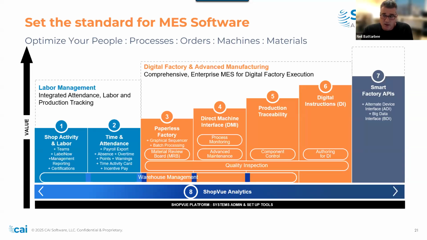As you move to the right, and you migrate up the maturity curve of digitization of MES, you get into paperless, right? You get away from those paper travelers that we saw earlier. You're integrating with your machines. Matt mentioned the DMI, that's our IoT solution. And whether you're a regulated industry or not, you're taking advantage of genealogy, process genealogy, production traceability.